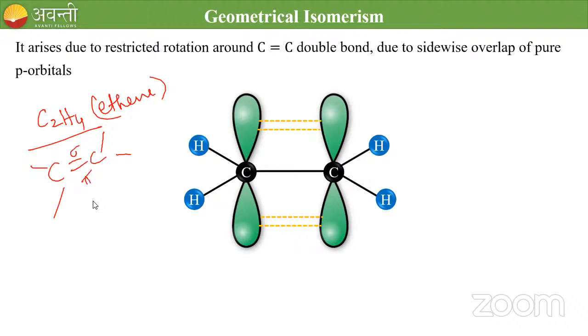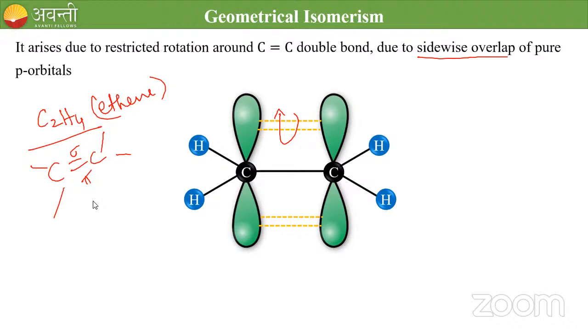The pi bond is formed by the sideways overlap of the pure p atomic orbitals, as you can see here in the picture. Now, the rotation of this pi bond is restricted. You cannot rotate the carbon-carbon double bond. Because of this, a new isomerism called geometrical isomerism arises in the compounds.